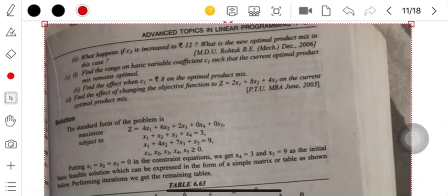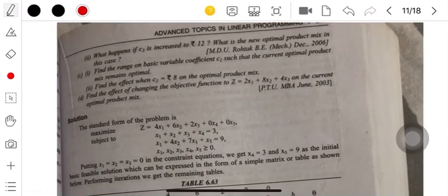This is the third part. What happens if C3 increases to 12 and what is the new optimal product mix in this case? Find the range on the basic variable Cj such that the current optimal product mix remains optimal. Find the effect of C1 equals to 8 on the optimal product mix. Find the effect of change of the objective function on the current optimal product mix. These cases we will be discussing later on. First we need to find the optimal solution of the original problem.